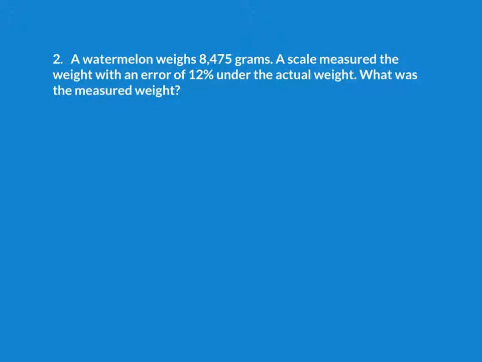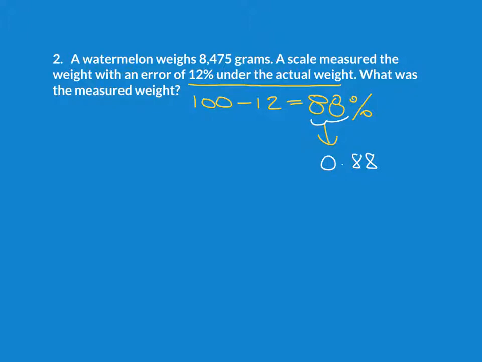Next, got a watermelon that weighs 8,475 grams. A scale measured the weight with an error of 12% under the actual weight. What was the measured weight? Okay, so 12% under, that means it's 12% less than 100%. So I'm going to do 100 minus 12. That's going to give me 88%. I'm going to, of course, change that to a decimal. I'm going to move that decimal place 2 places to the right.